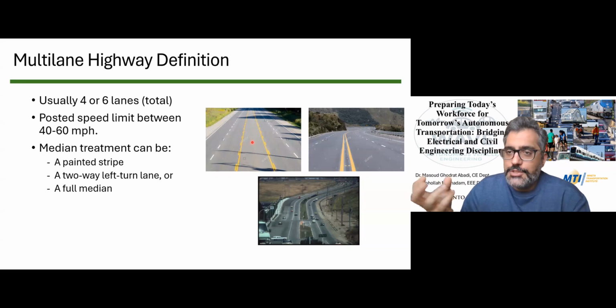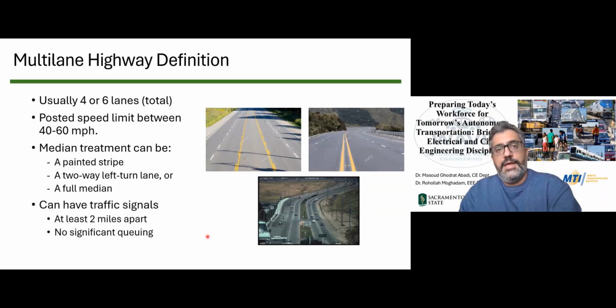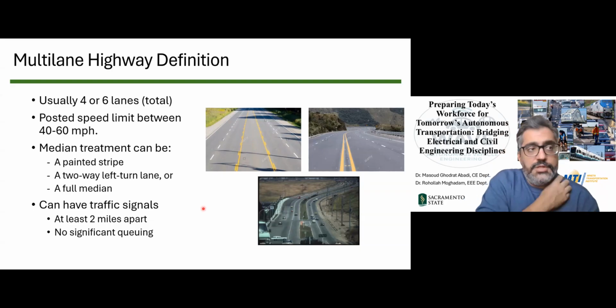In common language, it's also called suicide lanes, right? But the correct terminology for that is two-way left turn lanes. Or it could be a full median, similar to freeways, with the difference that there might be gaps in that median to allow for a left turn or to allow for a U-turn. So this is what we define as multi-lane highway. And of course, I forgot about this one, that there might be traffic lights, traffic signals.